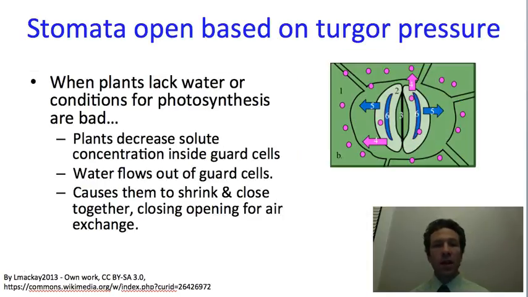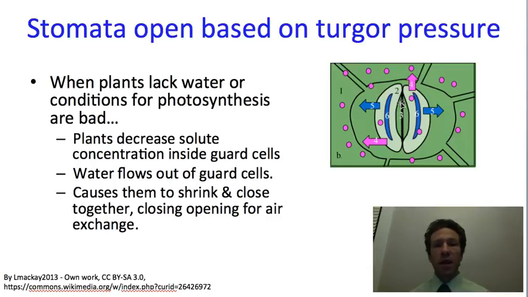Now let's imagine that conditions get bad. Maybe it gets dark so the plant can no longer do photosynthesis, or maybe because there was this open stomata, there was a lot of loss of water vapor that evaporated out of the opening, and now the plant does not have enough water.